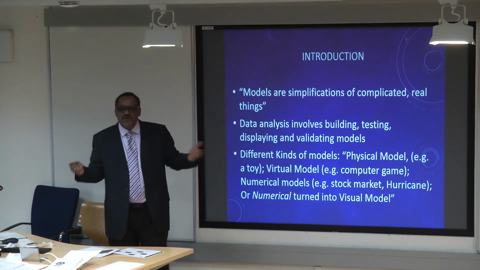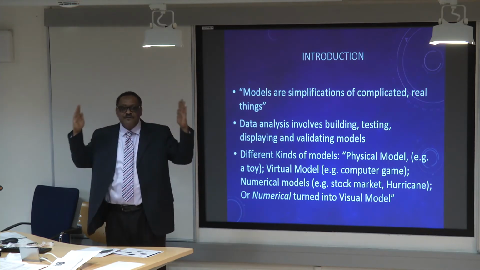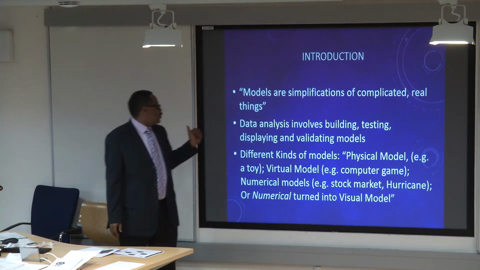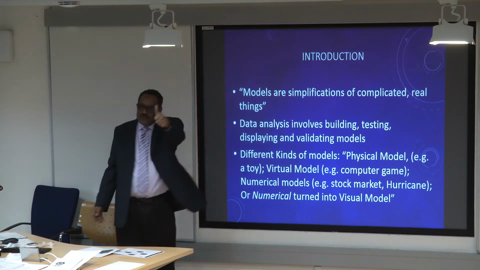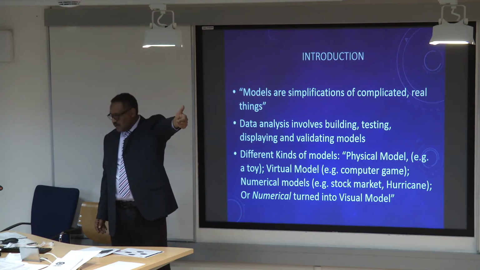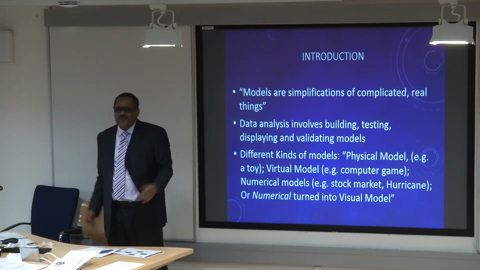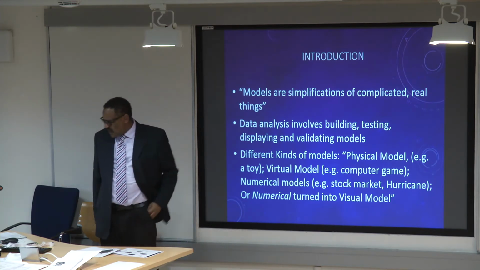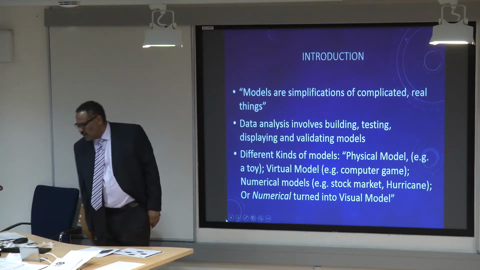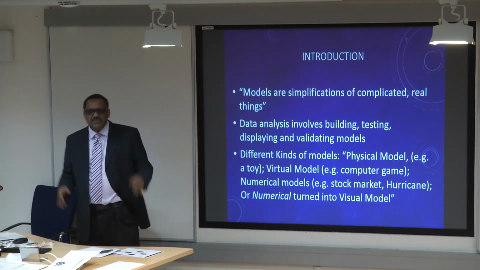In our life, we are dealing with different kinds of mental mapping of things in daily life. I'm sure every one of you does, okay? So analysis involves building the model, testing it, displaying and validating models. Those are the phases. There are different kinds of models. It could be a physical model, like a toy. It could be a virtual model, like a computer game. It could be a numerical model, like the stock market.